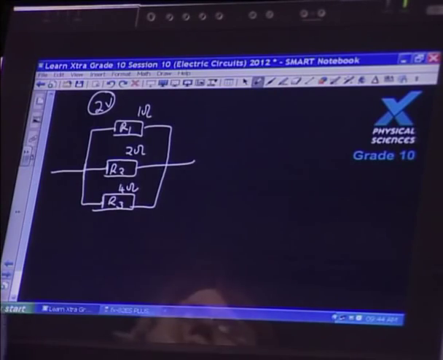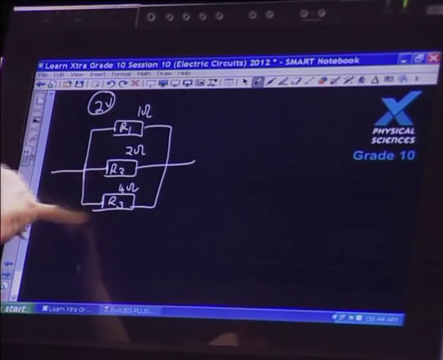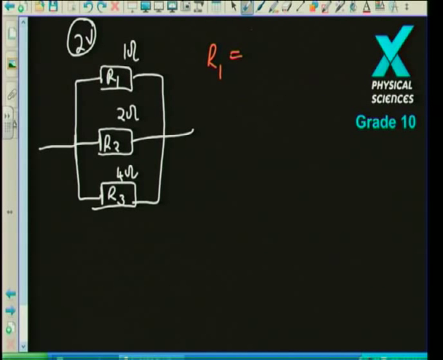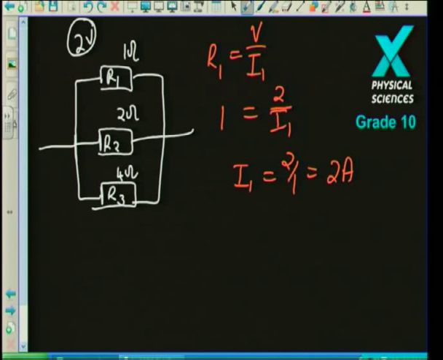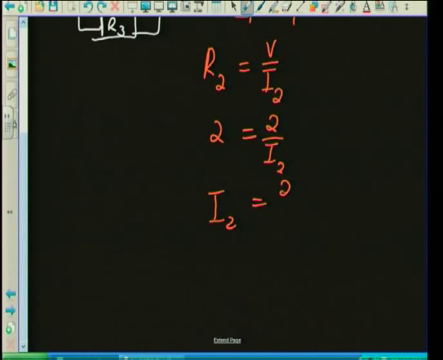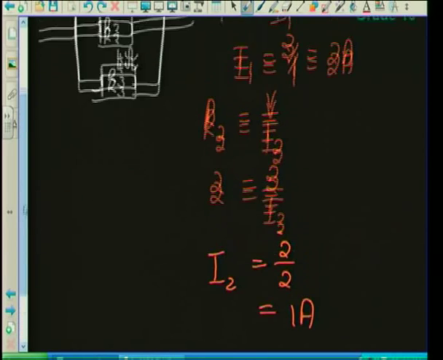Now, in parallel, remember, your current gets split. So the other way I could do this, instead of working out the totals, is I can work out the individual currents and add them all together. So let's do that. Okay, so let's look at R1, which is going to be the voltage divided by the current going through R1, which we're going to call I1. So we have 1 ohm, 2 volts, and my current. So here my current is 2 divided by 1, 2 amps. Okay, so I'm going to write that in so I remember. Let's do R2. R2 is the same thing, but now we have R2 was 2 ohms, 2 volts. So I2 is 2 divided by 2, which is 1 amp. Brilliant. Let's put 1 amp.